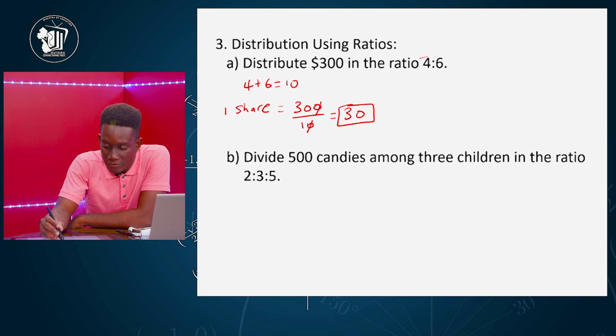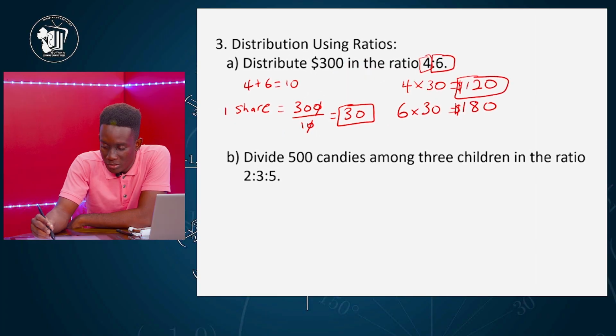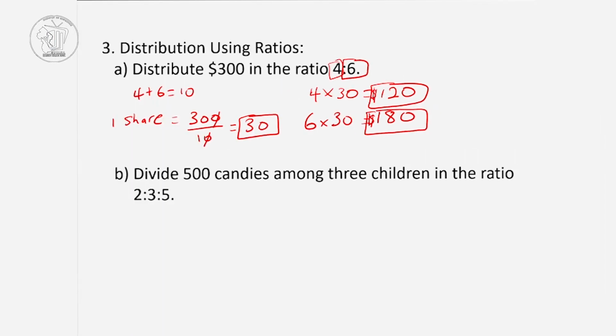To find the value of 4 shares, we multiply 4 by 30, which gives you 120. To find the value of 6 shares, we multiply 6 by 30, which is 6 3s are 18, so $180. So you can put in the dollar signs. For 4 shares, it would be $120, and for 6 shares, $180. If you add up 120 and 180, you get back the 300. So we can see how the $300 was shared.